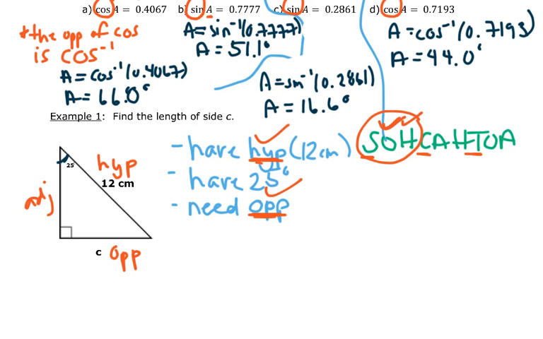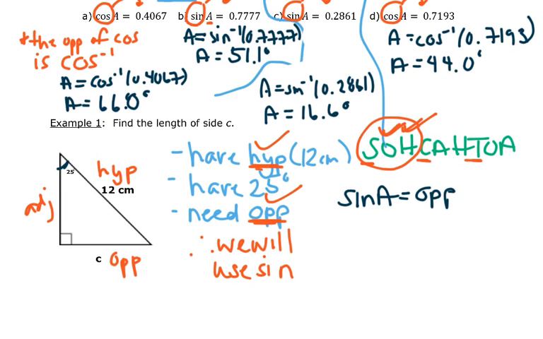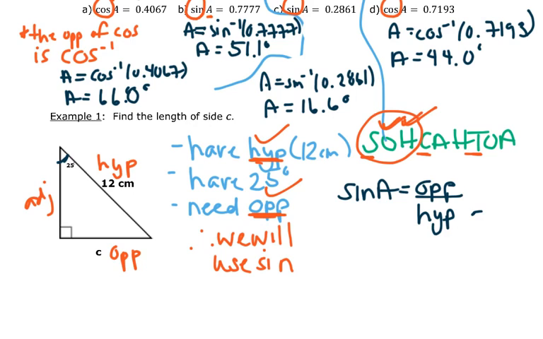Because hypotenuse and opposite matches with this here, therefore we will use sine. So now I'm going to write out my ratio. We know that the sine of an angle A equals opposite over hypotenuse. And now let's fill in the information that we know.